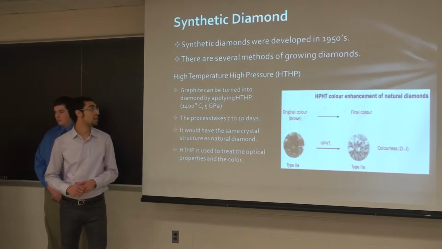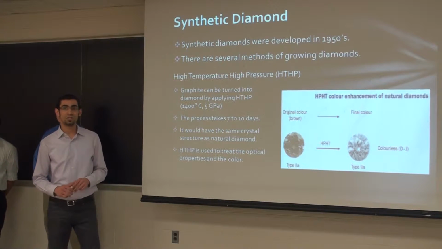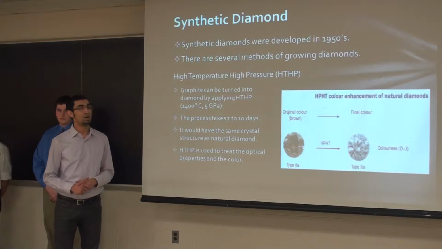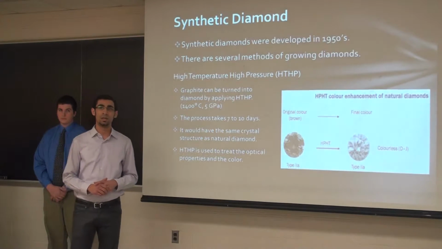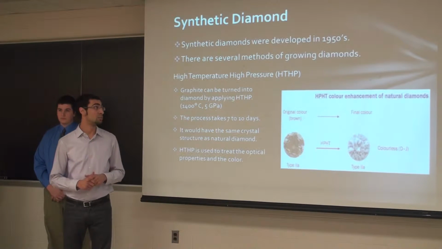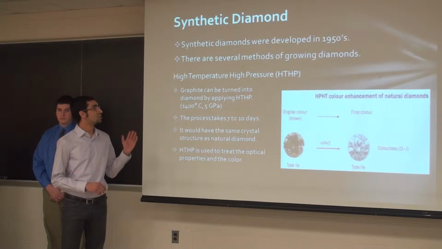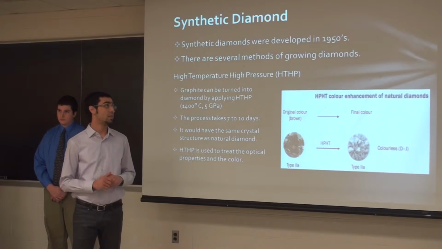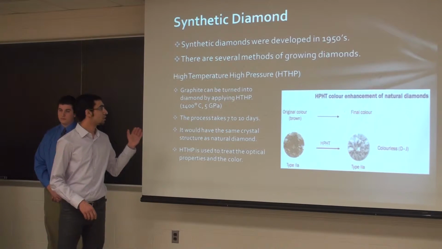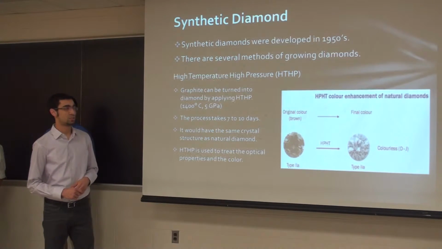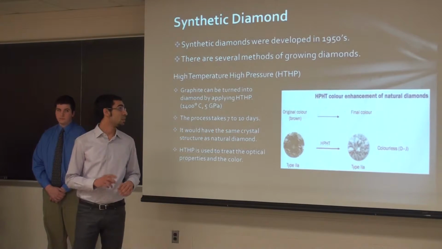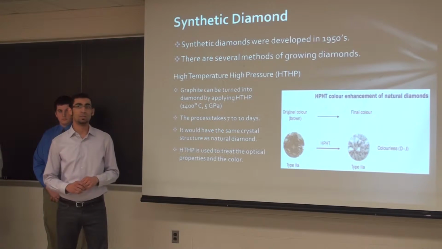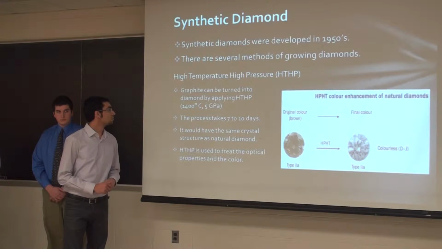Alright, so synthetic diamond. Synthetic diamonds were first developed in the 1950s, but only recently have they been available for commercial use. There are several methods of growing diamond, but we're going to be talking about two main methods. The first method is HPHT, which is high temperature, high pressure. And the other method is chemical vapor deposition.